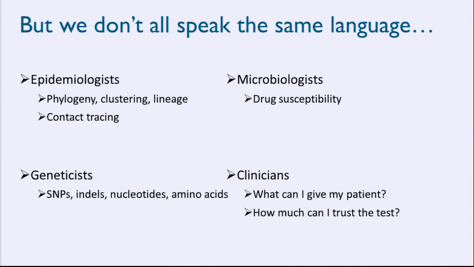As we know from the last couple of talks, we're seeing a lot of phylogenetic trees, we're seeing epidemiologic data, we're seeing specificity in terms of codons or amino acid changes. The difference between a SNP and an indel may or may not be totally at the tip of everyone's tongue, even in this room. Microbiologists are largely interested in drug susceptibility, and from a clinician's perspective, what I really want to know is, what can I give my patient, and how much can I trust the information that I'm getting from this test?